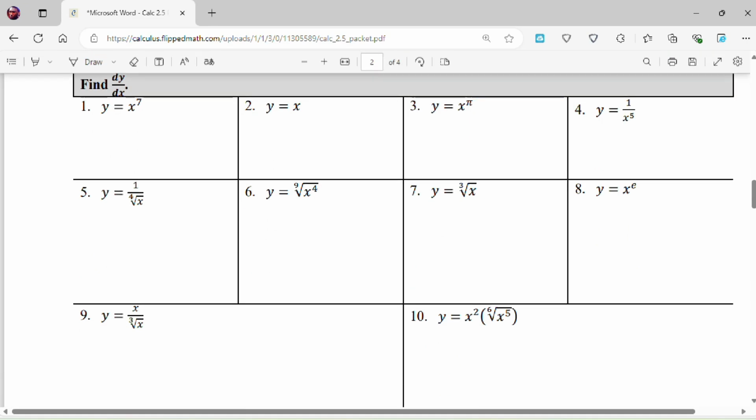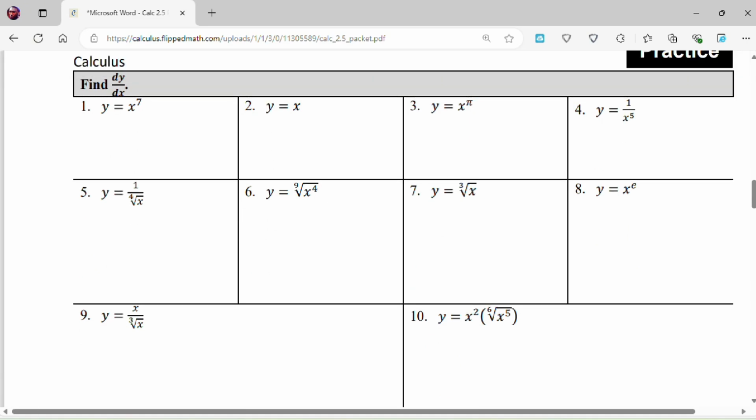Number 1, we have y equals x to the 7th power. So we move our 7 to the front. And then what's 7 minus 1? Well, that's simply 6. I'm not going to write the dy dx because it's going to look sloppy. And you guys know that the answer I put here is going to be a derivative. But you should put dy dx or else it will be wrong.